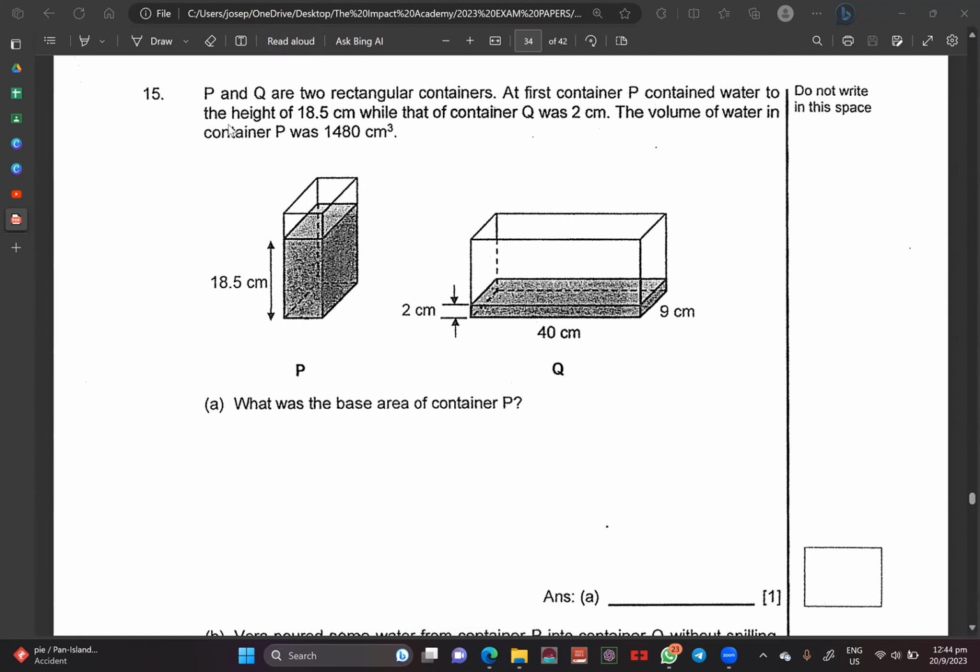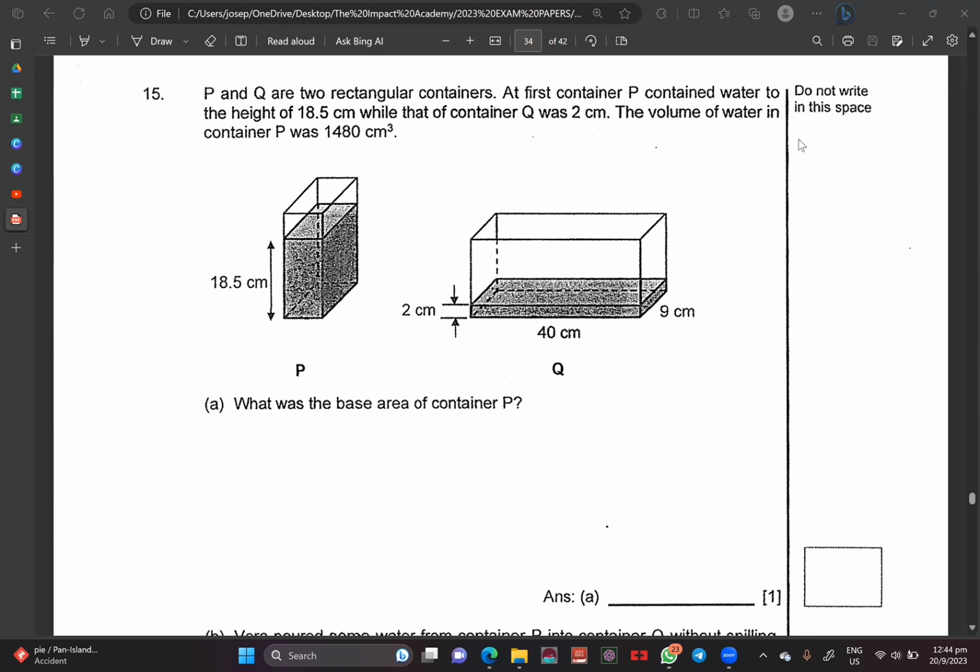Now, as you can see over here, it says that P and Q are two rectangular containers. So we have P on the left, Q on the right. At first, container P contained water to the height of 18.5 cm. So this is the height of water. And container Q was only 2 cm. So this is shown in the diagram, right?